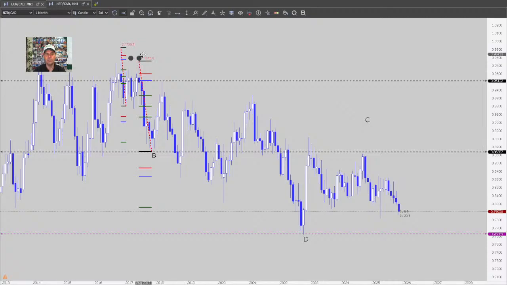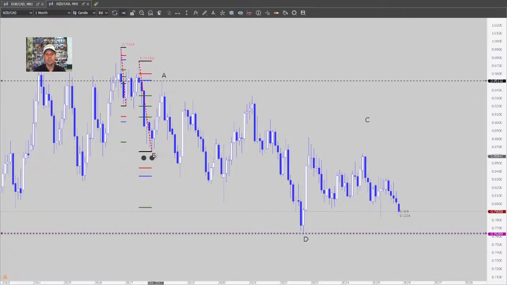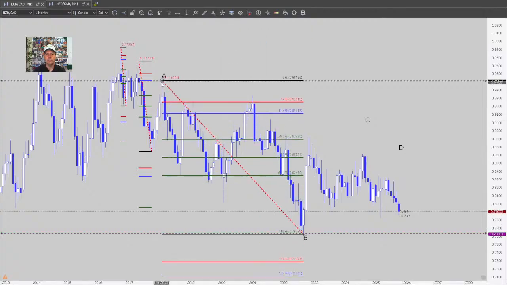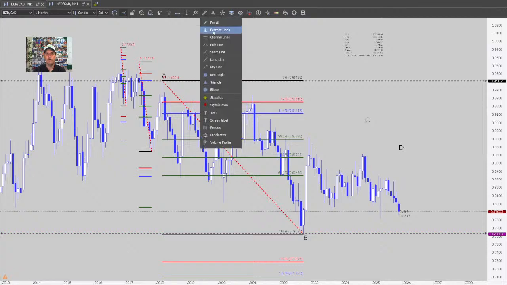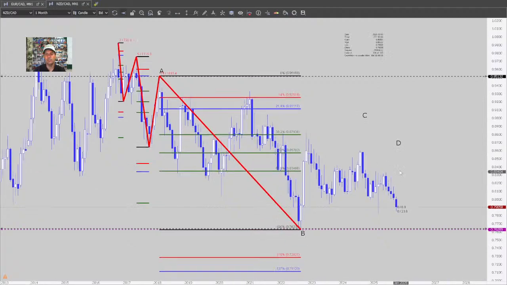Now A goes to C, and B goes to D. B goes to D. Fibonacci retracement tool from B to A. And if you want, again, you can chart A to B, B to C, C to D. Alright, everybody, can you see it?